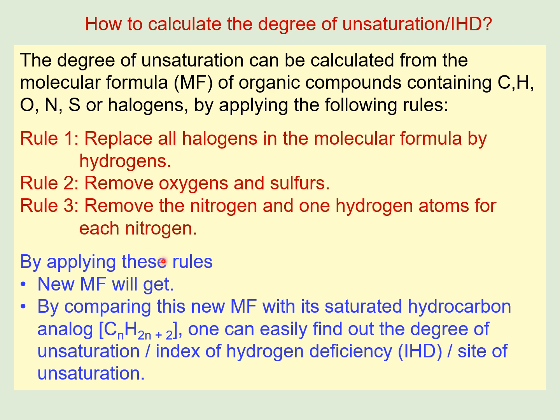By applying these 3 rules, you will get a simplified new molecular formula that has to be compared with the saturated hydrocarbon analog. The difference between the number of hydrogen atoms will give you the degree of unsaturation.